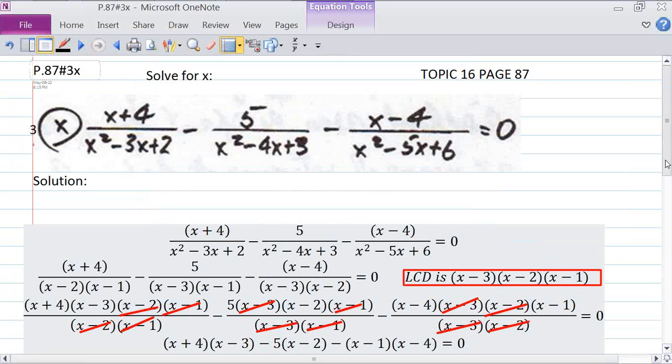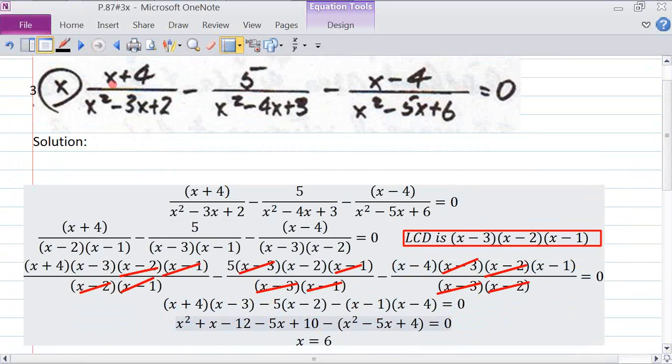And here we have this very complicated looking problem, x plus 4 over x squared minus 3x plus 2 minus 5 over x squared minus 4x plus 3 minus x minus 4 over x squared minus 5x plus 6. So I've rewritten this right over here. This is just a rewrite of this.